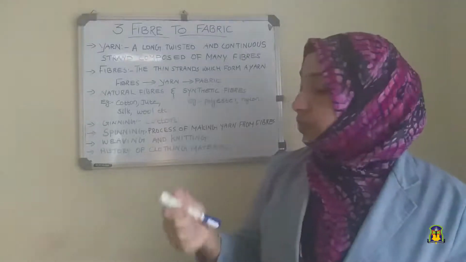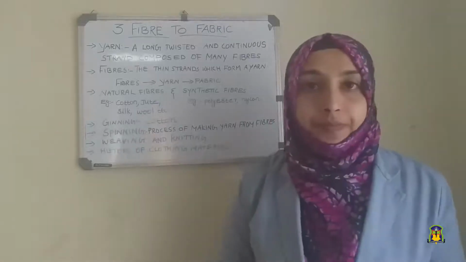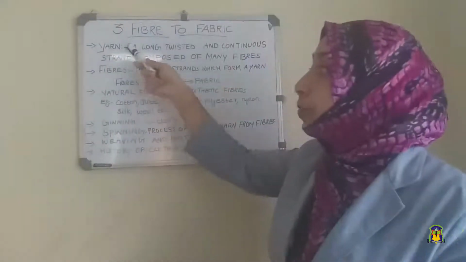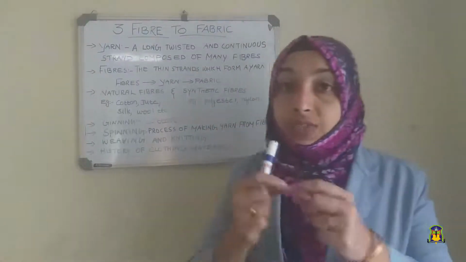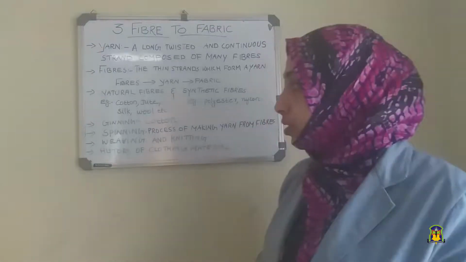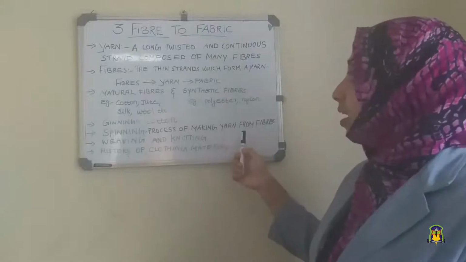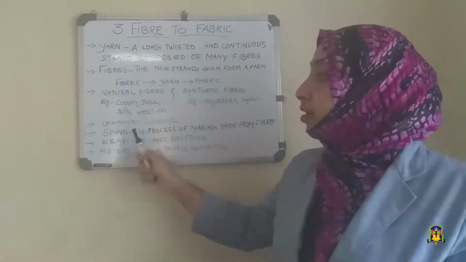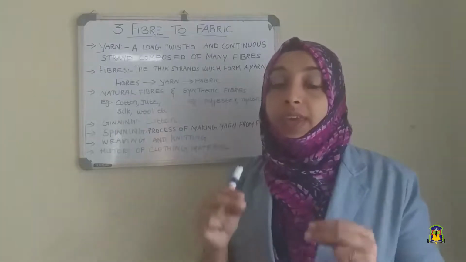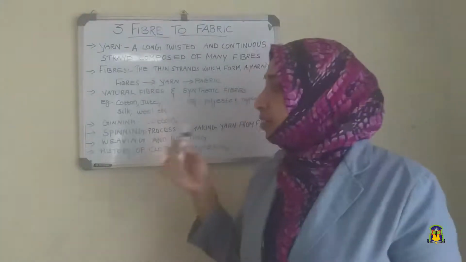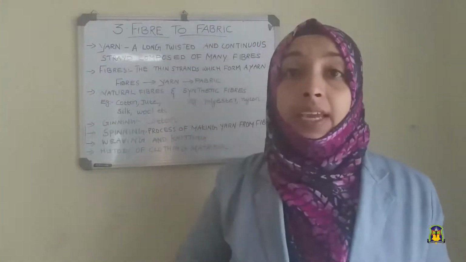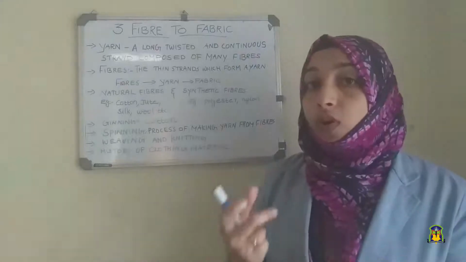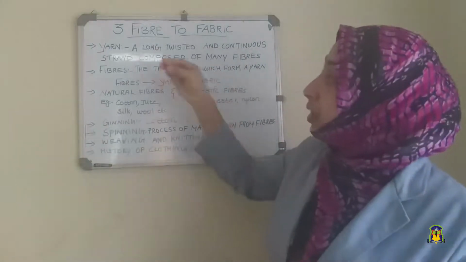Okay, then next we can see the process of spinning. We already discussed what is meant by yarn. Yes, it is a strand composed of many fibers. The process of making yarn is called spinning. Some simple devices used for spinning are the hand spindle, takli, charka, and so on. You have already heard of these, right? These are the devices used for making yarn.